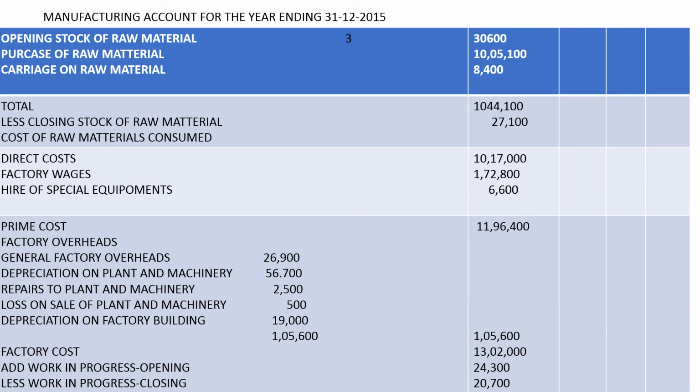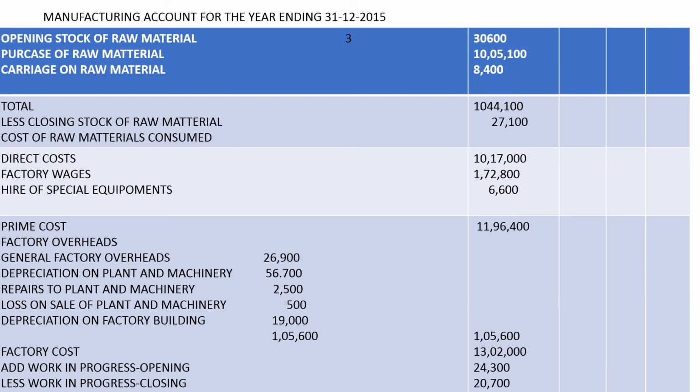Now the total comes to 12,88,200. Now gross profit 2,52,800. Administration expenses are 23,700. Selling and distribution expenses: discount 3,500 minus 500, 3,000. Selling expenses 46,700.